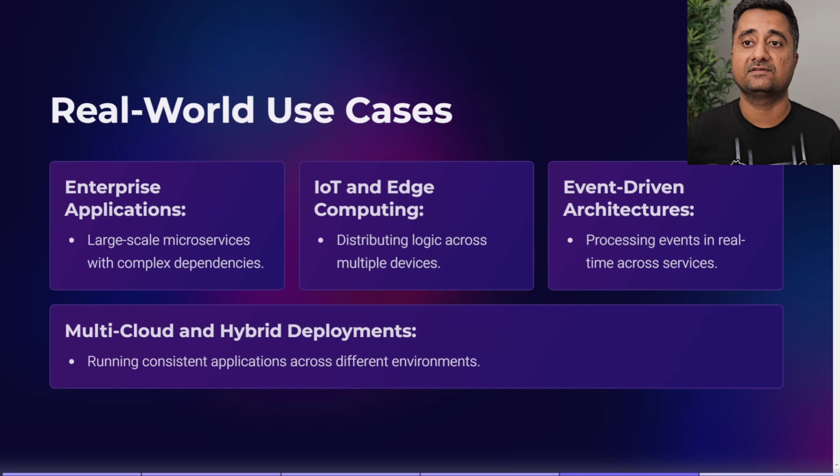So real world use cases, where exactly is it being used: enterprise applications, large scale, when you have multiple microservices, you could use that. IoT and edge computing, when it is distributed, you could use it. Event-driven architecture, when there is a pub-sub model, then you would use it. And if you have a multi-cloud infrastructure, like you have certain pieces running in AWS and Microsoft, and you want a single source code repository and you don't want to deal with different services, you could just deal with Dapr, and internally Dapr will handle it according to the service that's being used.